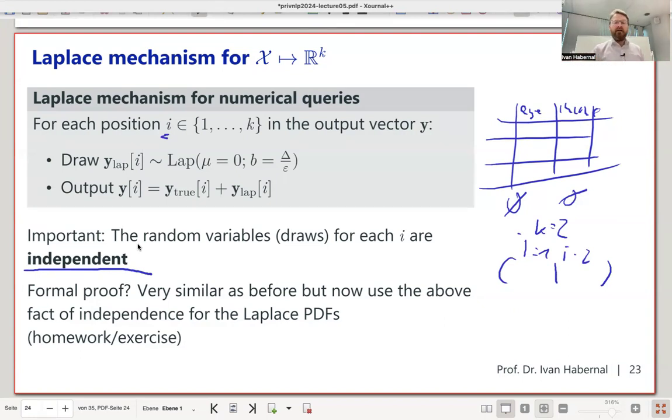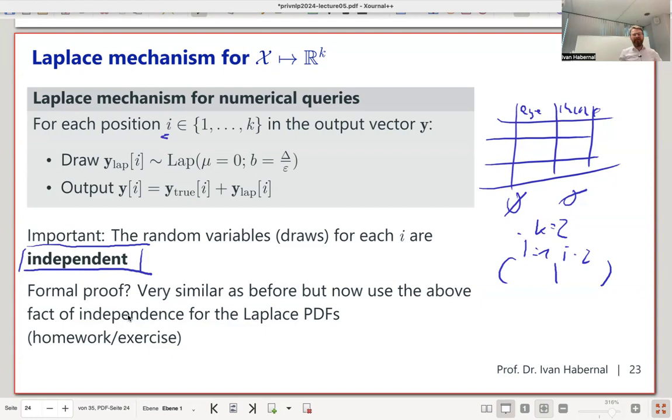Again, the formal proof of this mechanism for multidimensional is the very same as the previous one for just a single value. And we should do it. You should do it. We can try to do that. And this independence is very important because without the independence, the formal proof would be, I don't know, impossible. Maybe it wouldn't work at all. So it's important that this independence is in there.